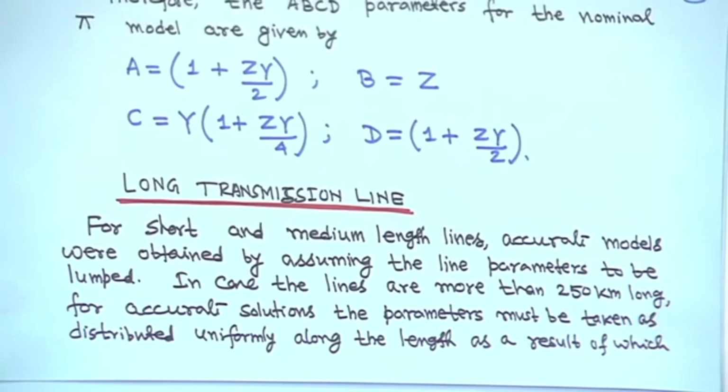Next is the long transmission line. For short and medium length lines, accurate models are obtained by assuming that line parameters are lumped. For the short line, we have not considered anything. For the medium line, we have considered that the admittance is lumped, half on each side, using the pi model. Only one thing I would like to tell: we do not use the T network.